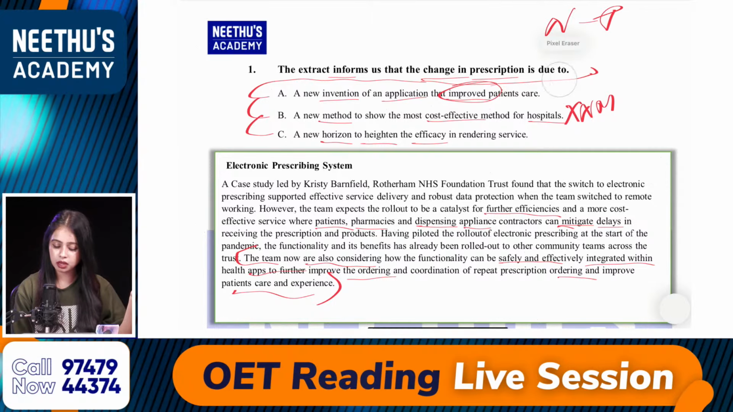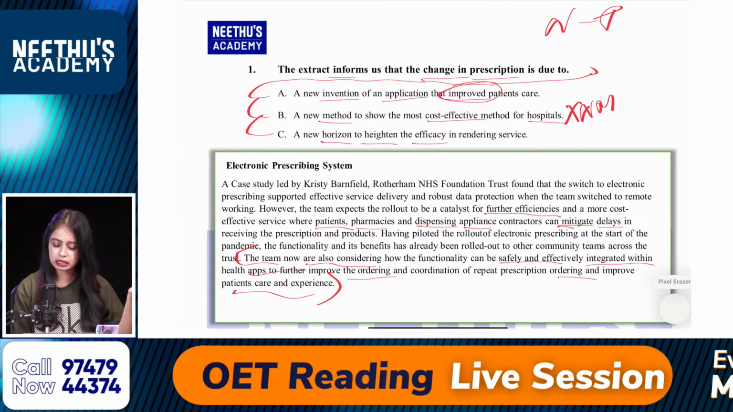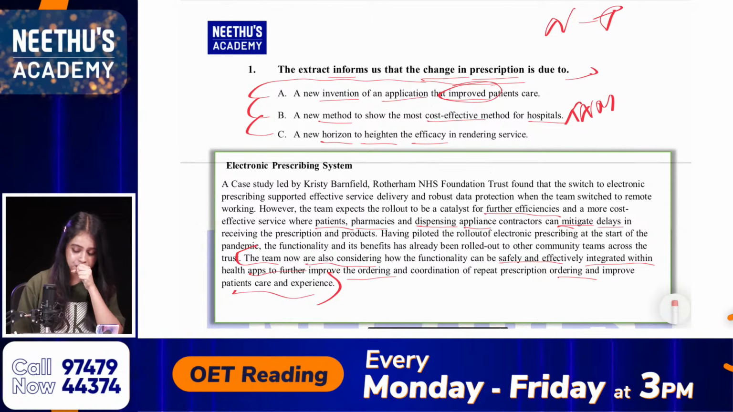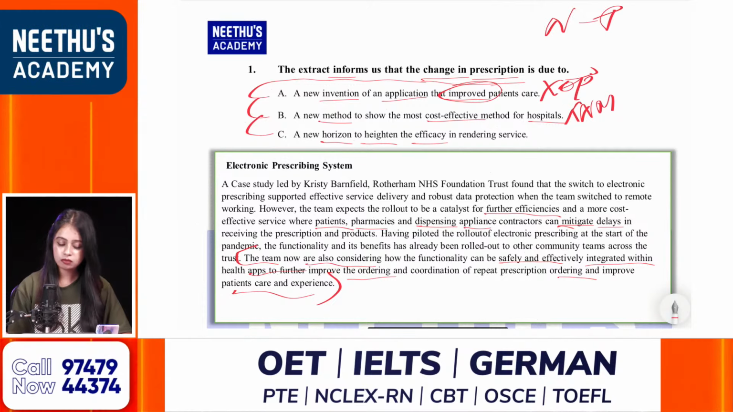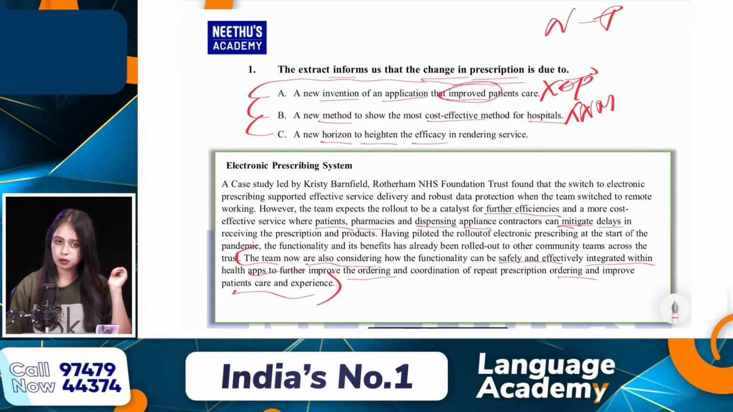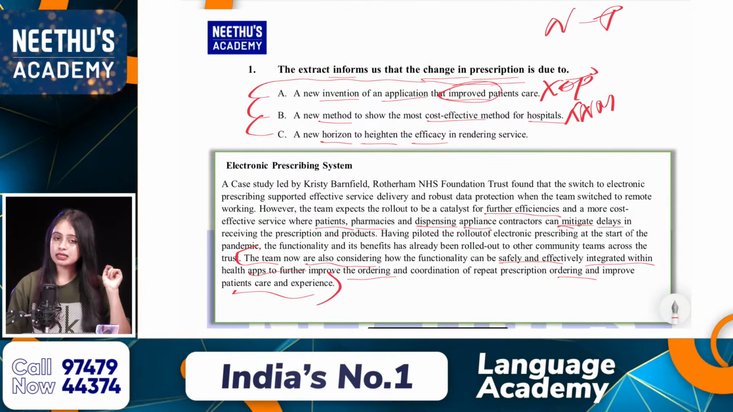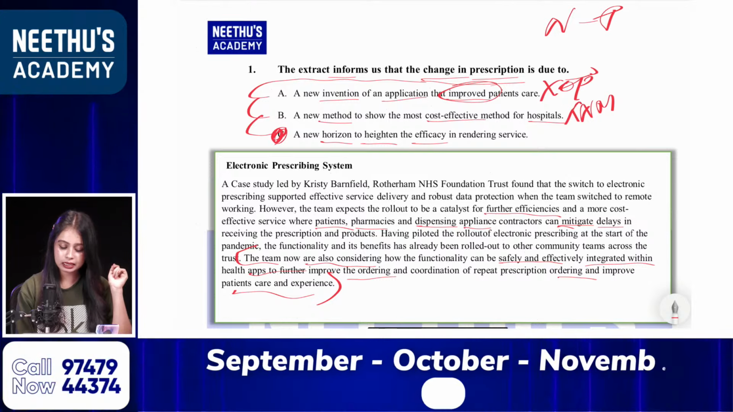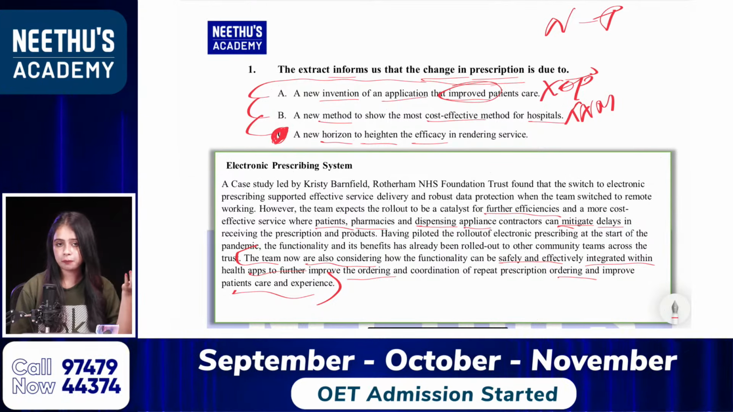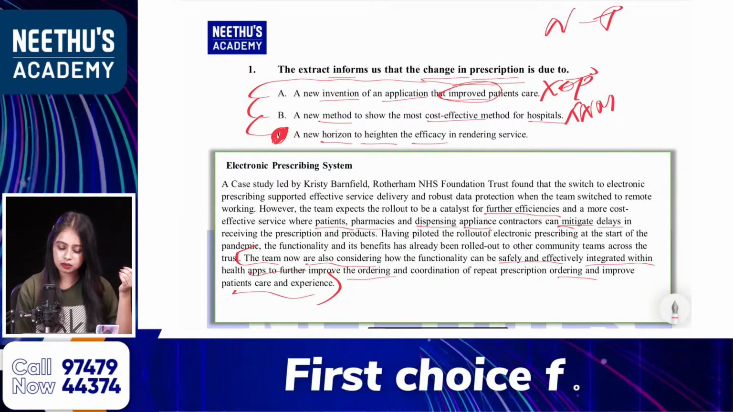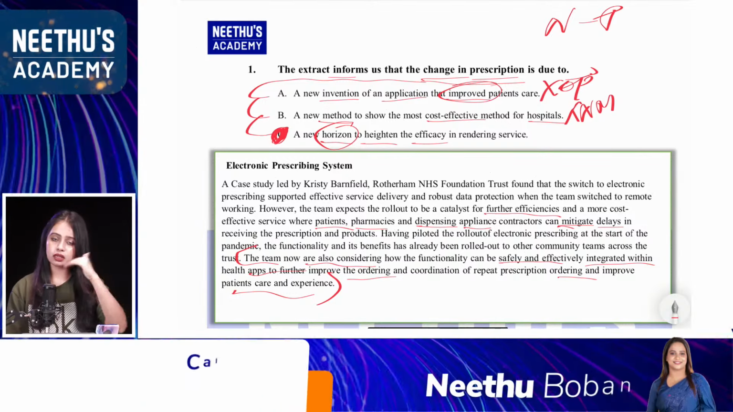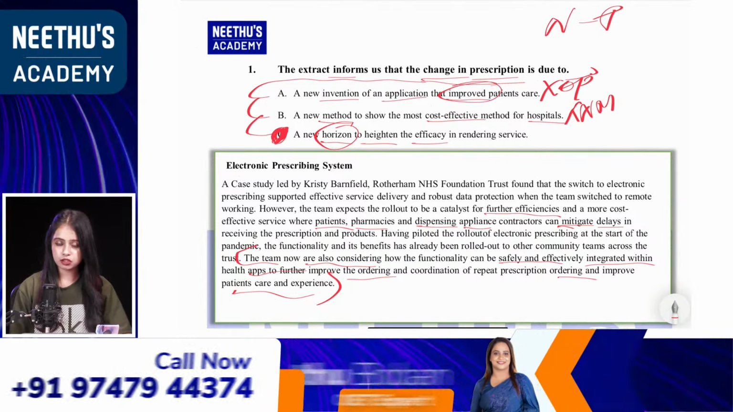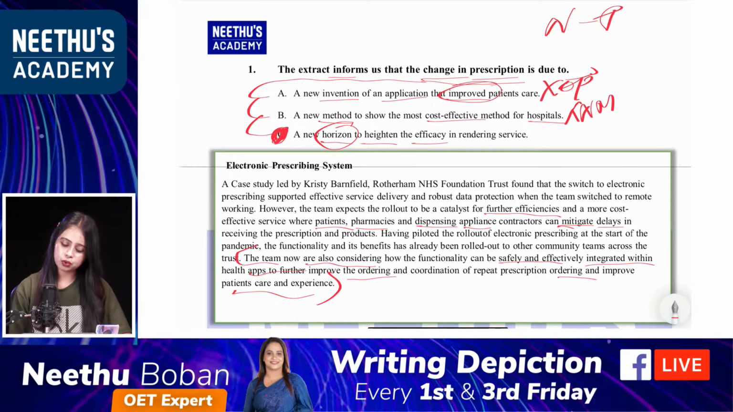So that you can eliminate option A because, of course, it is a contradictory or opposite option, right? Answer is option C. Same line, last lines. A new horizon, which means a new method, a new approach. To heighten, which means not that height, it is improving. Efficacy, which means the efficiency in rendering service. So answer is option C.